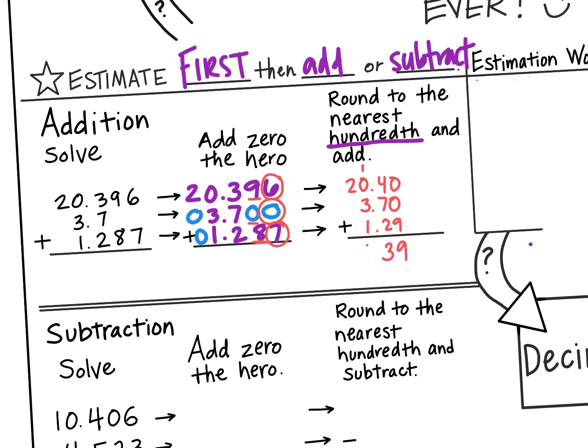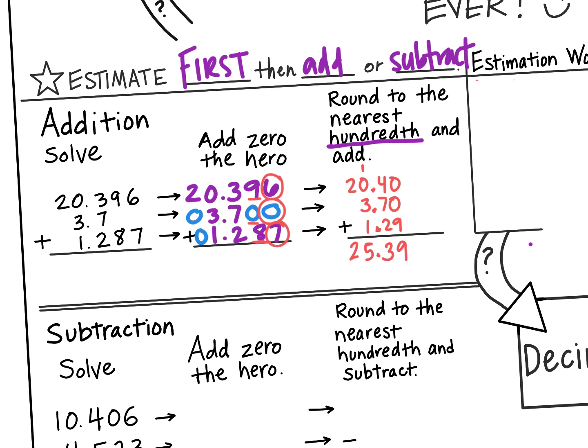Make sure you carry. And my answer looks like it's 2,539. Is that correct? No. What am I forgetting? Decimal. My decimal. Guys, please don't forget, you've got to check your answer for reasonableness. What do I mean when I say check your answer for reasonableness? What do you think I mean?